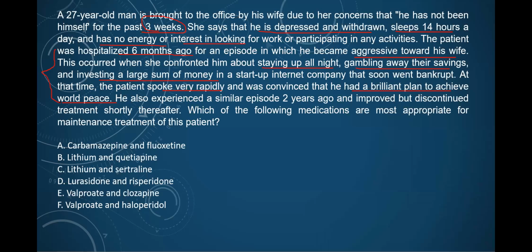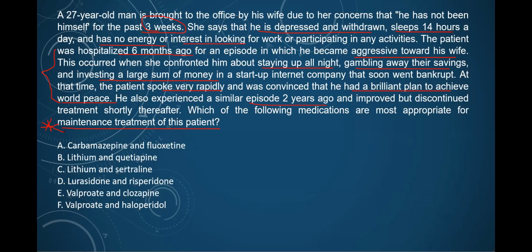Mania, right. So that patient had a mania episode 6 months ago, and now the patient is having depression. So this patient is a bipolar disorder patient, and it's a bipolar disorder 1 or 2. Most likely it's bipolar 1, because I think from the question it should be a mania patient. And patient also had these similar episodes 2 years ago. Which of the following medication are most appropriate for the maintenance treatment for this patient?